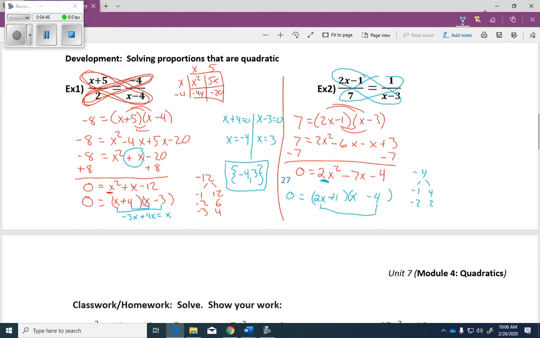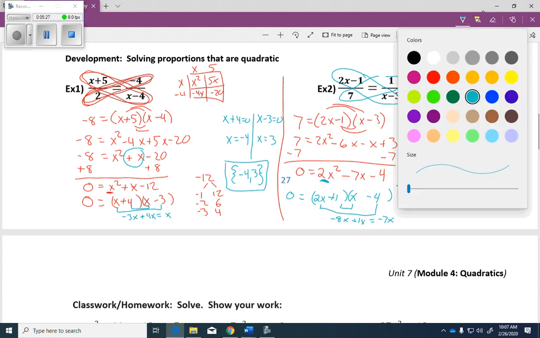We'll check our outers to get a -8x, and we'll check the inners to get a positive 1x, and I get a -7x. Okay, I can usually factor fairly quickly because I try and look ahead as to what the outers and inners would be in order to work. If you have to do a few more tries, not a big deal. But now I have two factors here that multiply to be 0. So maybe the 2x plus 1 is 0, or maybe the x minus 4 is 0.